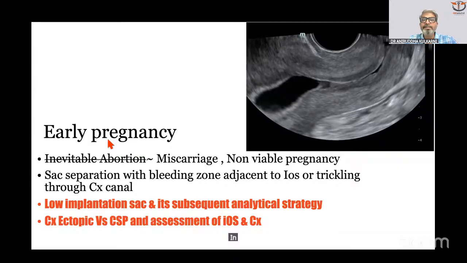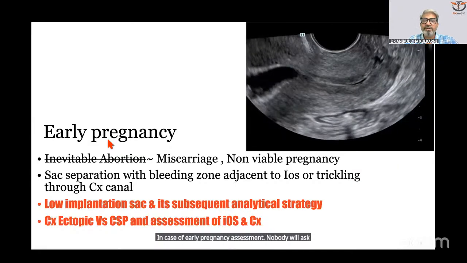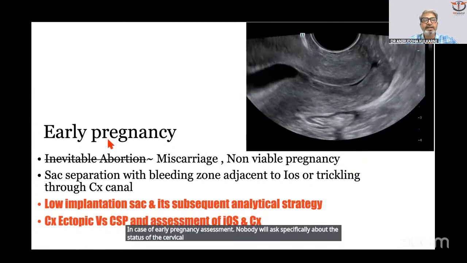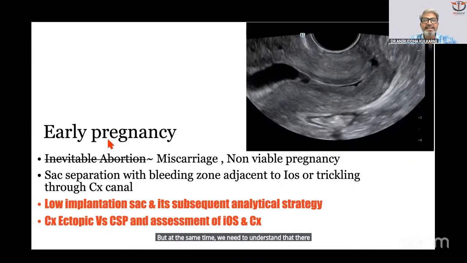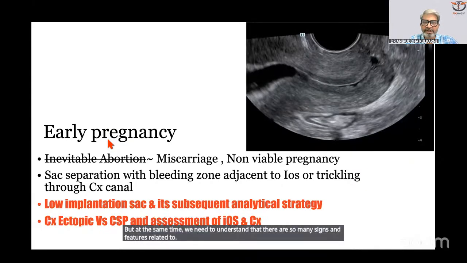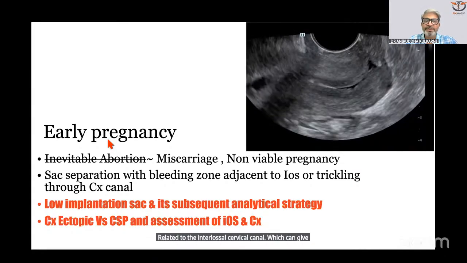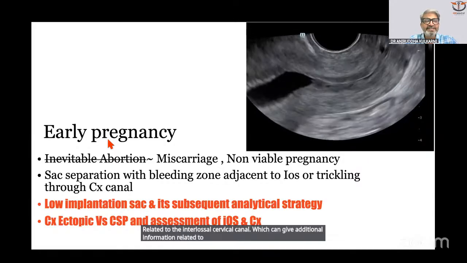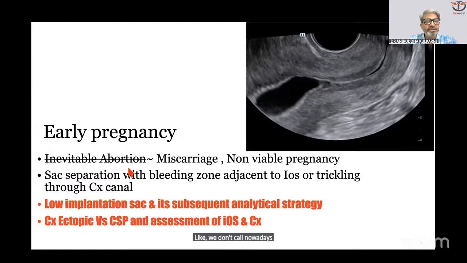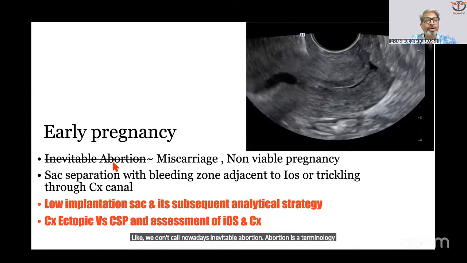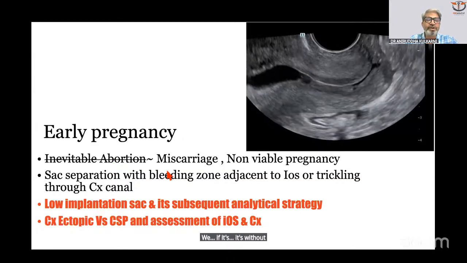In early pregnancy assessment, nobody will ask specifically about the status of the cervical canal, but at the same time, we need to understand that there are so many signs and features related to the internal os and cervical canal, which can give additional information related to the pregnancy status. Like, we don't call it inevitable abortion nowadays. Abortion is the terminology when the patient opts for it. If it's without patient consent, we call it a miscarriage.